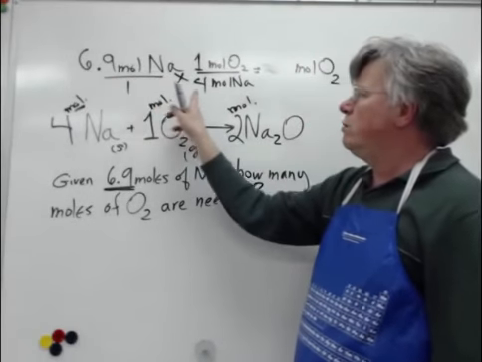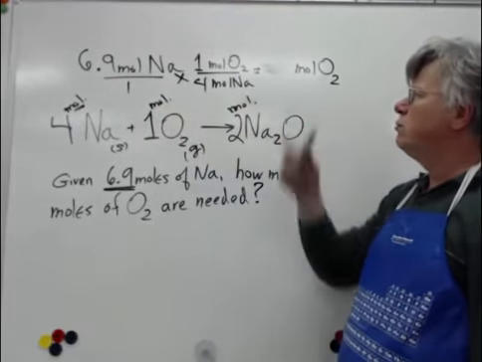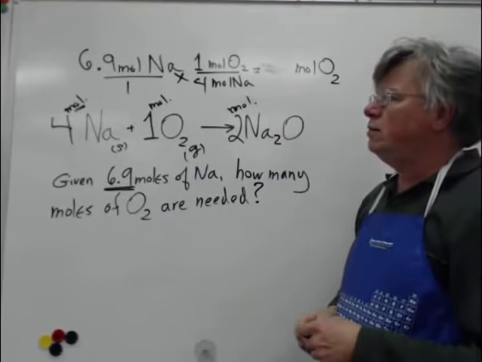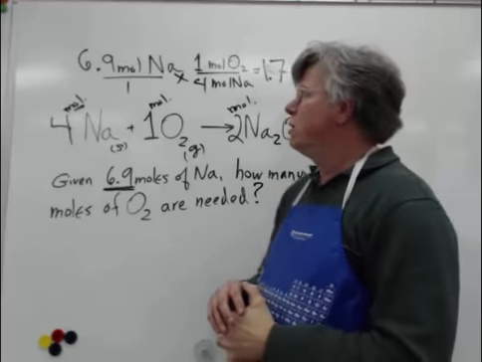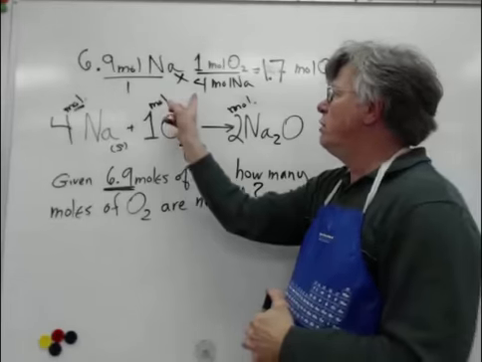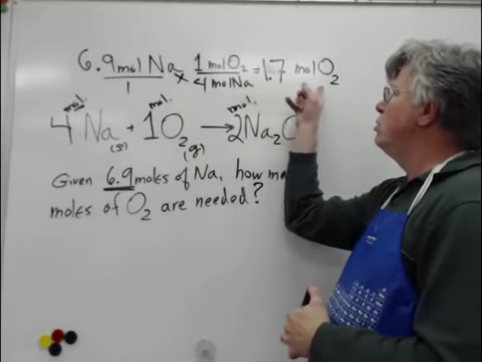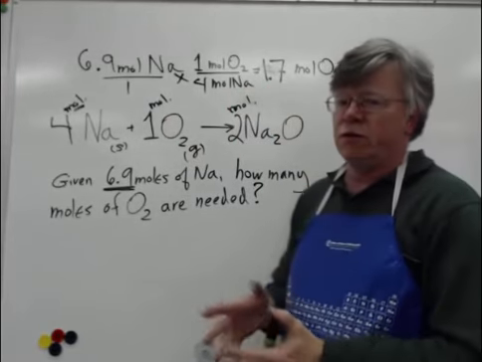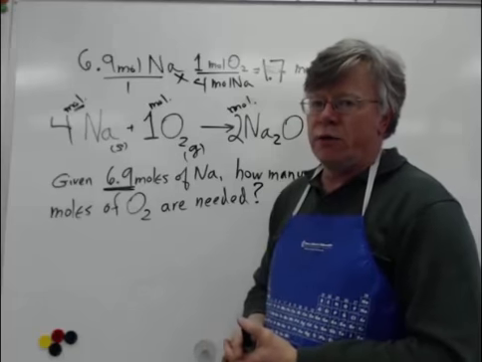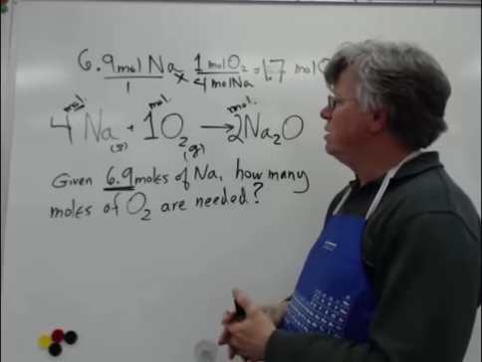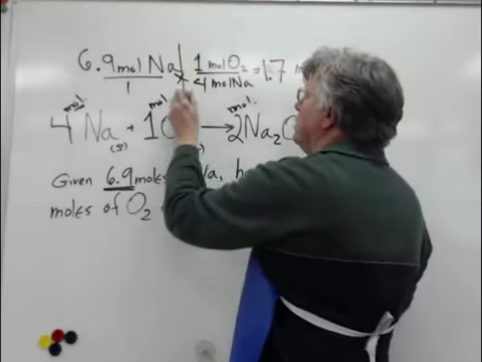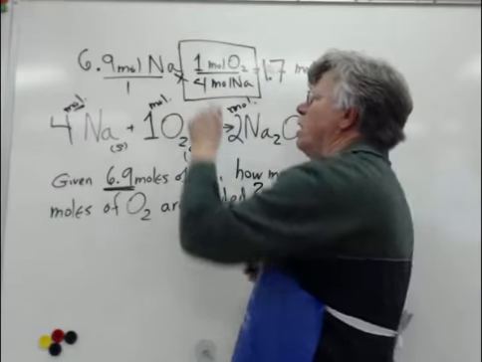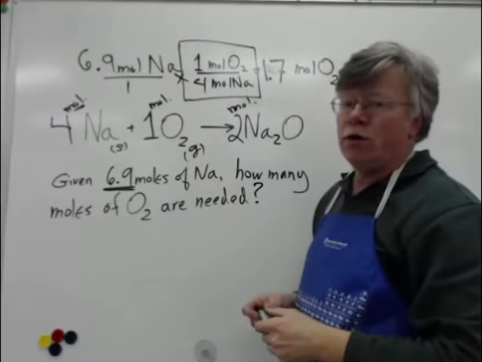Okay. So essentially, to answer this problem, all I need to do now is do a math problem. 6.9 divided by 4 is equal to the number of moles of oxygen that I need. So doing the calculation, 6.9 divided by 4 is 1.7 moles of oxygen. So this is the first very simple stoichiometry problem, emphasizing this piece right here, which is in every one of these problems. It's called the mole ratio.